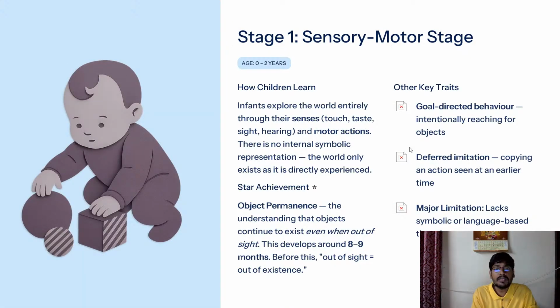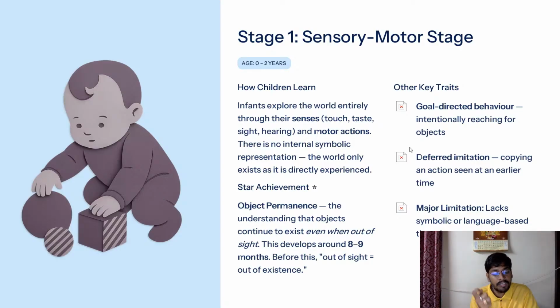Now, detailed explanation on stage one, sensory motor stage. So, sensory motor stage is something that happens between 0 to 2 years of the child. So, how does a child learn during the sensory motor stage? So, 0 to 2 years are usually not called children; they are called infants. So, infants explore the world entirely through their senses.